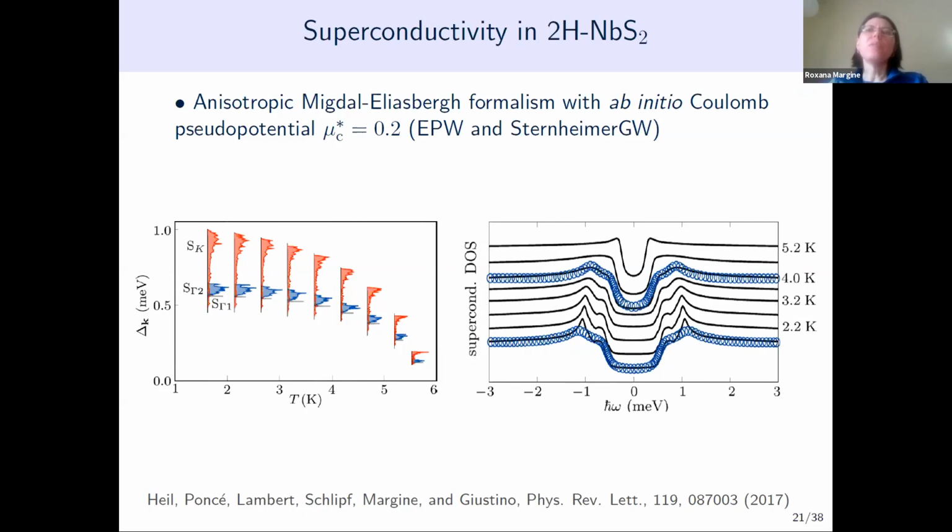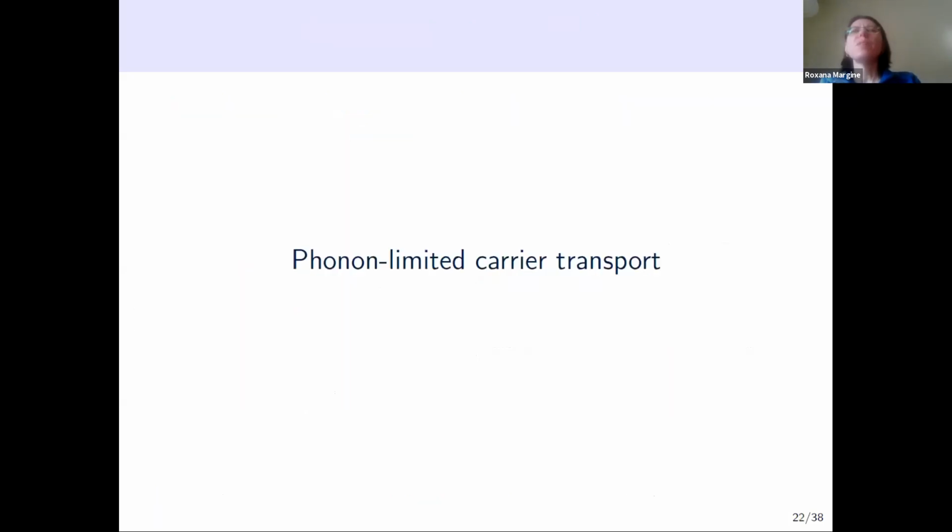So that's just the brief review that I had on superconductivity. We are going to talk more about superconductivity in our second tutorial of the day. Finally, the last topic that I'm going to talk about today is phonon-limited carrier mobility, and this work was done by Samuel Ponce while working in Oxford with Feliciano Giustino.